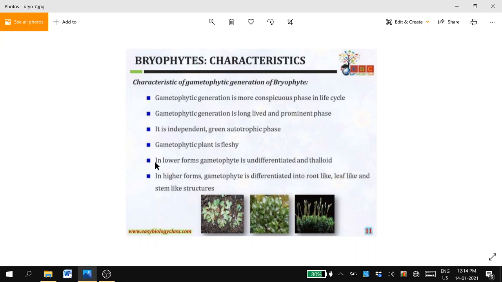So in this scenario we can see that the gametophytic generation is independent, and the gametophytic plant body is fleshy. When we talk about the lower forms of Bryophyta, in these forms the gametophyte is not differentiated into root-like, leaf-like and stem-like structures, and the main plant body is thalloid. So in lower forms of Bryophyta, the gametophyte is undifferentiated and thalloid. And in the higher forms of Bryophyta, the gametophyte is differentiated into root-like, leaf-like and stem-like structures.